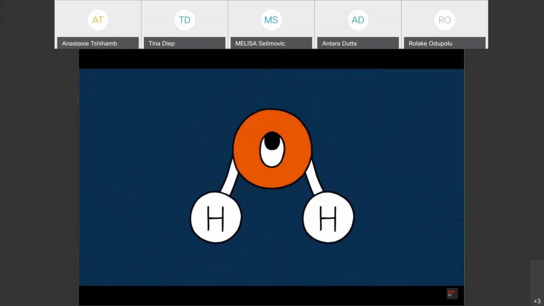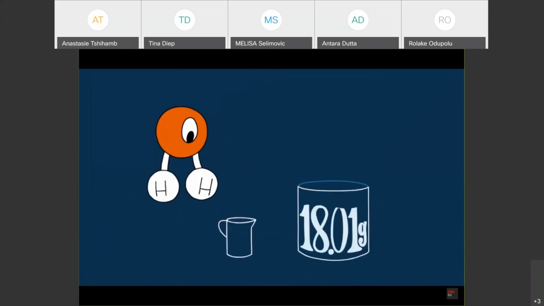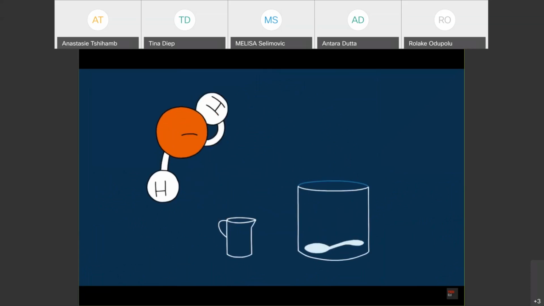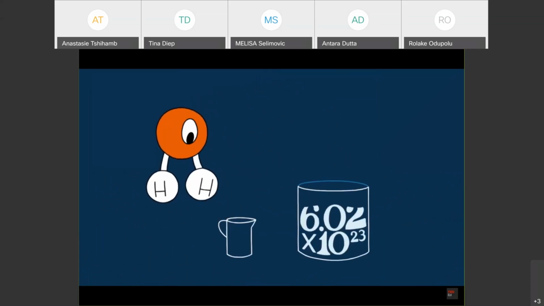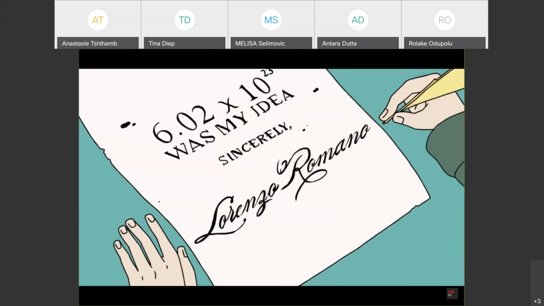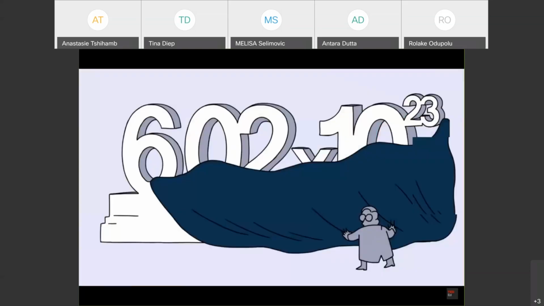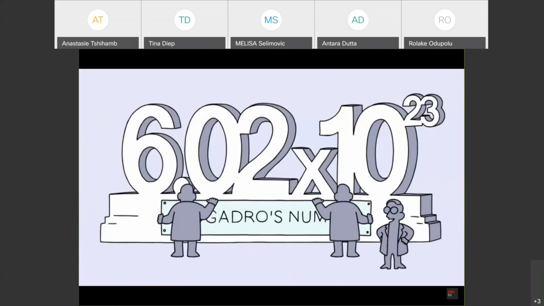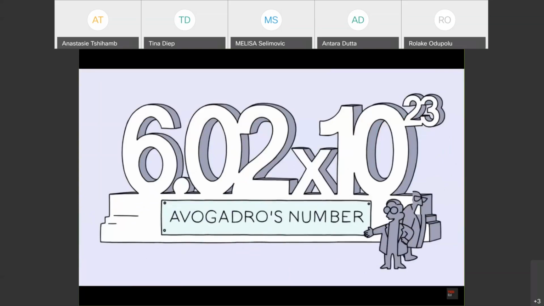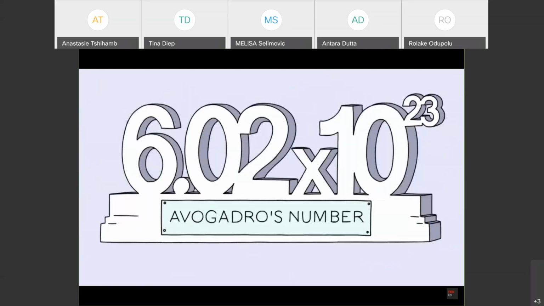Instead, think of water molecules. If you pour 18.01 grams of water into a glass, which is 18.01 milliliters, about 3.5 teaspoons of water, you'll have 602 sextillion molecules of water. Since Avogadro was the first one to come up with this idea, scientists named the number 6.02 times 10 to the 23rd after him. It is simply known as Avogadro's number. Now, back to the mole. Not that mole. This mole. Yep, this number has a second name, the mole.